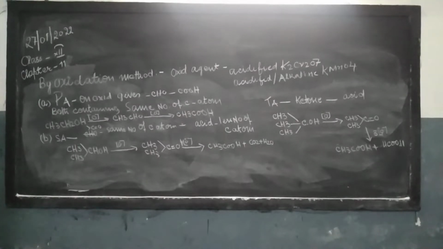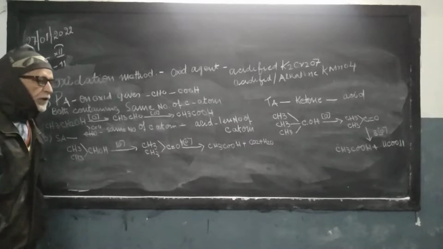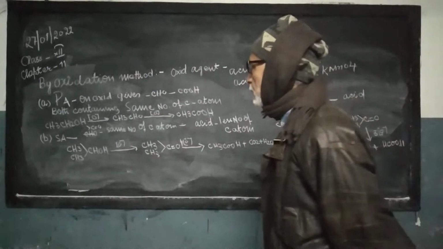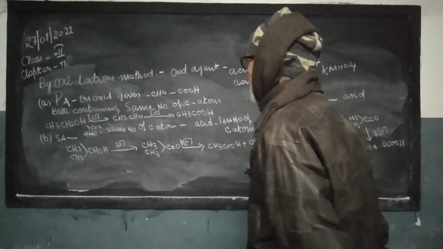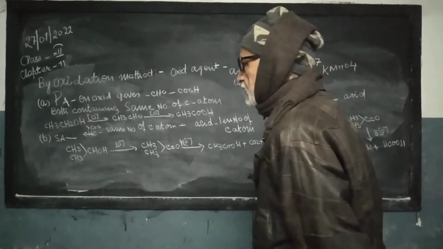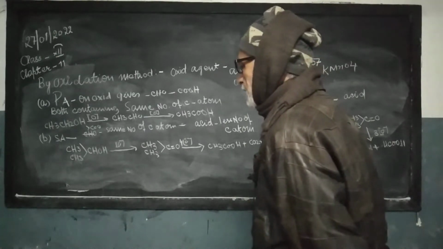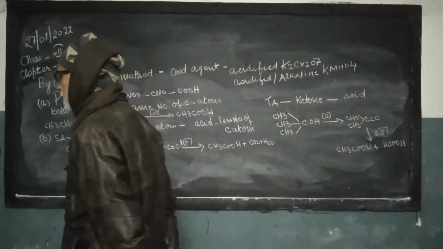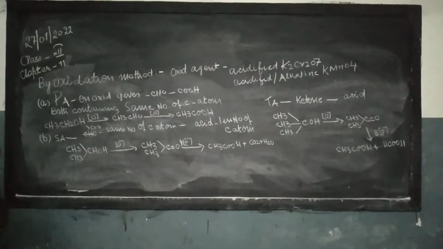Students, our next method is oxidation. With the help of this method, how will you distinguish primary, secondary, and tertiary alcohol? We already have discussed the Lucas method and the Victor-Meyer method, and this is the third method, the oxidation method.